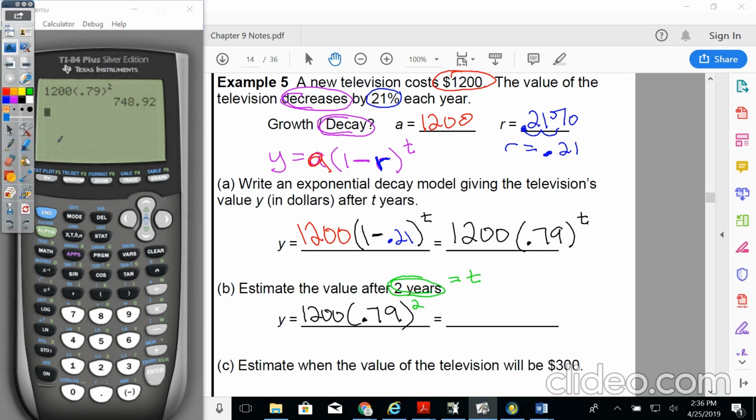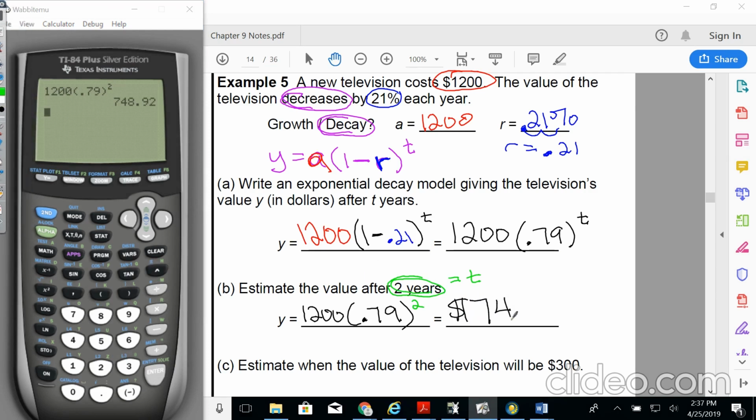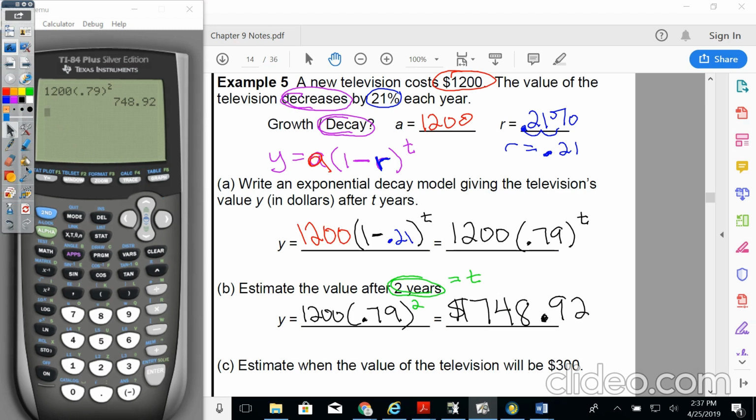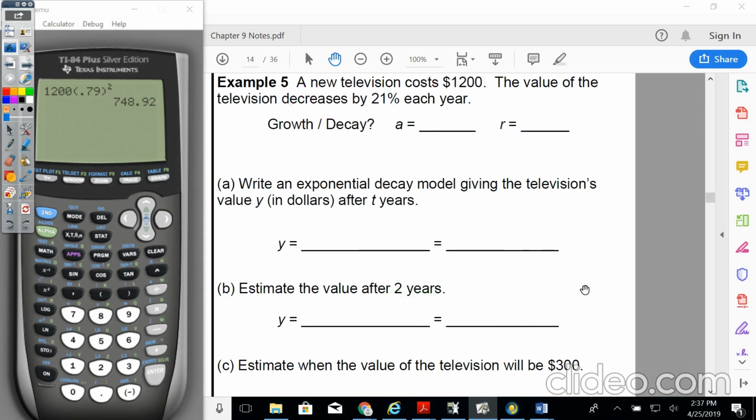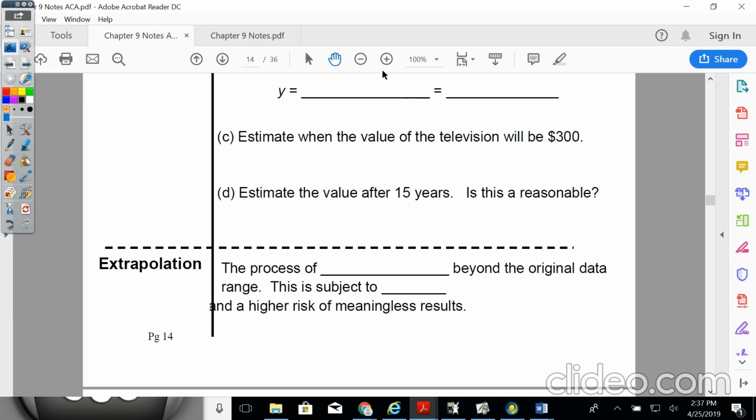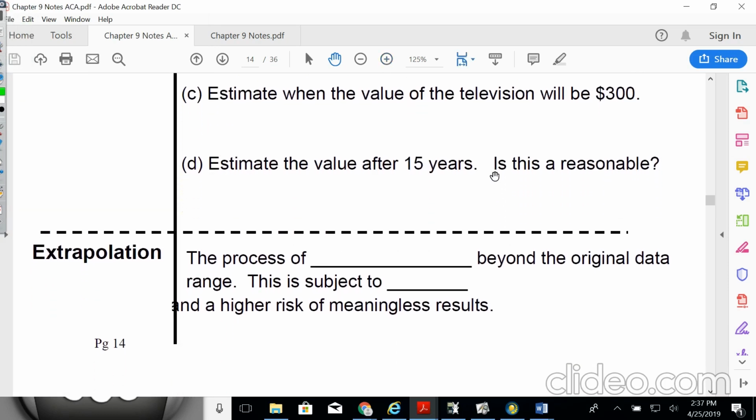And we get that the cost is $748.92. So this one I can actually round to 2 decimal places since we're dealing with money. All right, and then answering C and D, I'm going to go ahead and just copy the equations down there for C and D. So here it says estimate when the television will be $300.